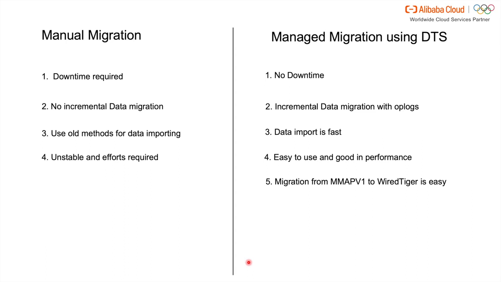It is also easy to migrate from the MMAPv1 engine, which is now becoming obsolete, to the WiredTiger engine, which is now the default. So if you are using MMAPv1 on your on-premises, it is very easy to move to WiredTiger. You don't need to replace your binaries, and you don't need to upgrade your binaries. All that part has been eliminated.